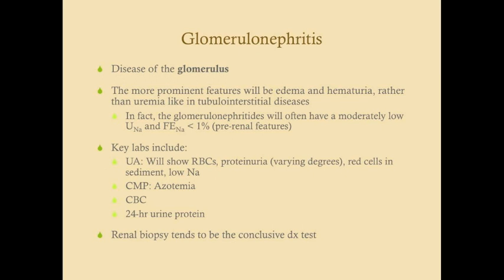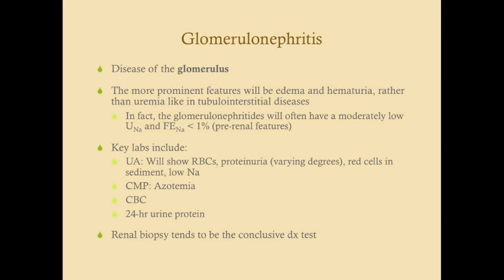Key labs on your urinalysis, and this is where you want to focus when you diagnose glomerulonephritis: when you see red cells in the urine, when you see protein in the urine, that's glomerulonephritis until proven otherwise. That's not tubular disease. That's not pre-renal or post-renal. Red cells in the urine, protein in the urine, and red cell casts in the sediment, that's glomerulonephritis. You also will see a low sodium, but focus on the sediment and on the red cells and the protein.